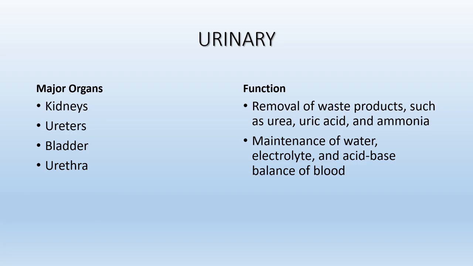The urinary system is comprised of the kidneys, the ureters, the bladder, and the urethra. The function is to filter out and remove waste products. It's production of the urine. It's also involved, this is the other player, with acid-base balance. So maintaining that proper pH of the blood.